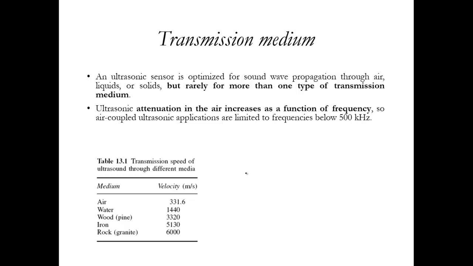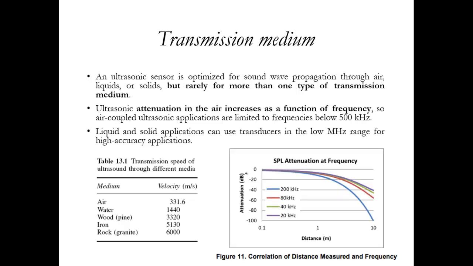And the attenuation also happens as a function of frequency. So we see this graph. In liquids and solids, we can use transducers in the low megahertz range for high accuracy applications. But for air, we are limited to frequencies below 500 kilohertz. You can see at 200 kilohertz, the blue one, there is a lot of attenuation as we increase the distance to be measured between the sensor and the object. As we go on increasing to 500 kilohertz, we may have more attenuation, which is generally undesirable. Something like 20 kilohertz, which was put up here, is comparatively better in terms of the frequency attenuation.